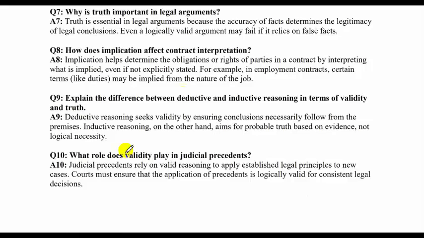How does implication affect contract interpretations? Implication helps determine the obligations or rights of the parties in a contract by interpreting what is implied even if not explicitly stated. Certain things may not be explicitly stated, but it does not mean that those things are not there. They will still be there, implied, even though not stated. For example, in employment contracts, certain terms like duties may be implied from the nature of the job.